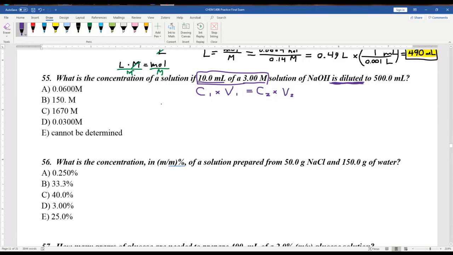We'll go ahead and plug in our numbers here. I'll say my C1 is my initial concentration of 3 molar. My V1 is going to be my initial volume of 10 milliliters. My C2 will be my final concentration. I actually don't know what that is. It's what I'm looking for. And my V2 is my final volume, which is the 500 milliliters.